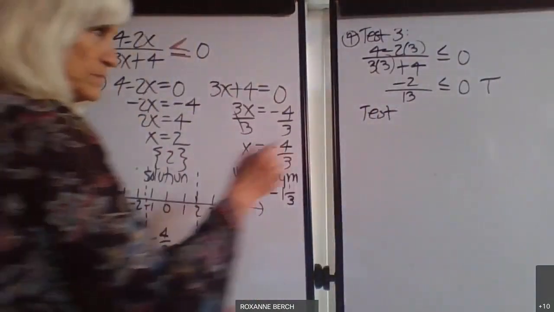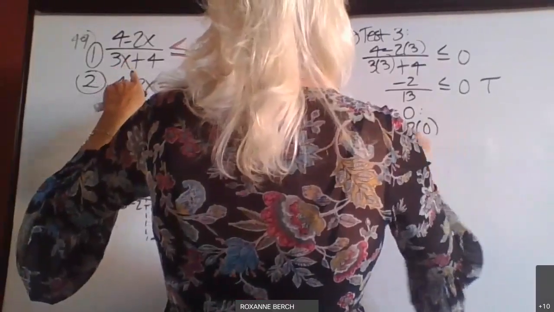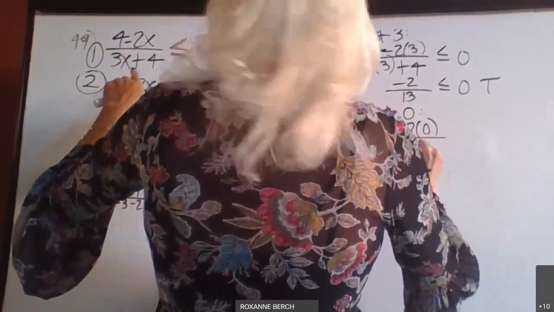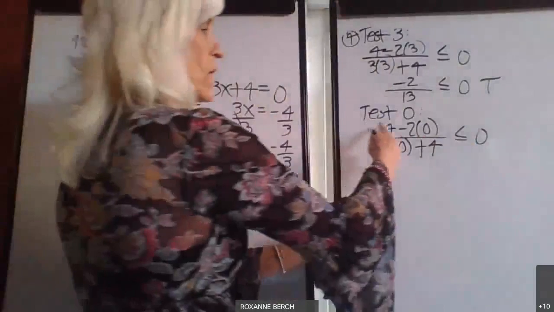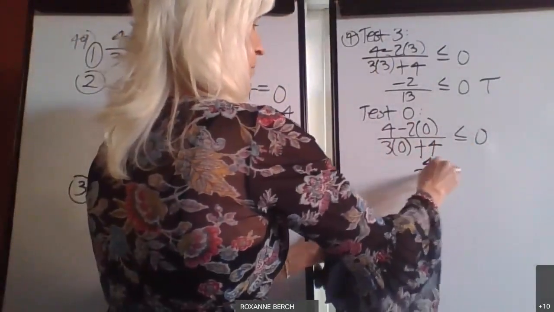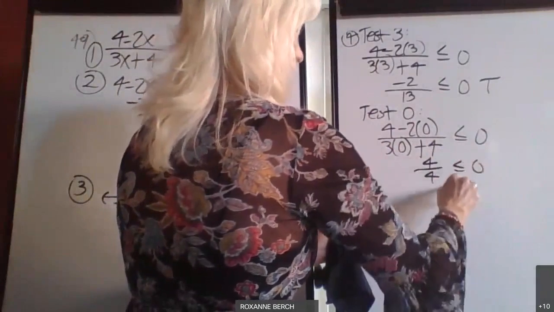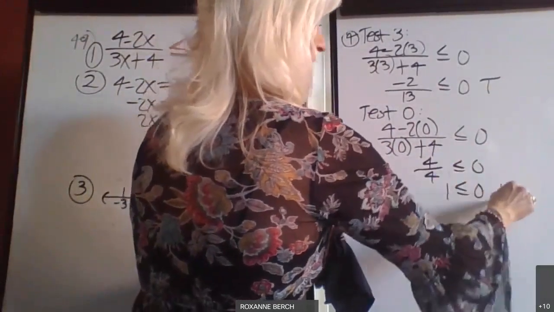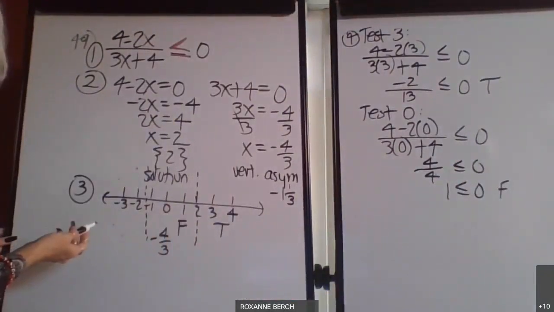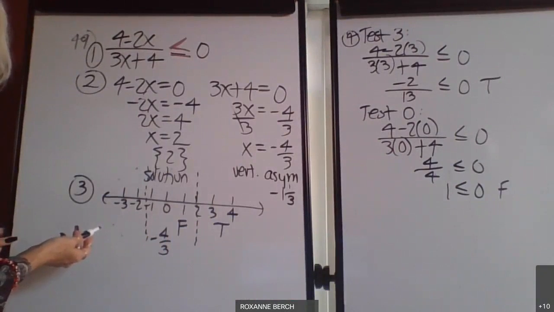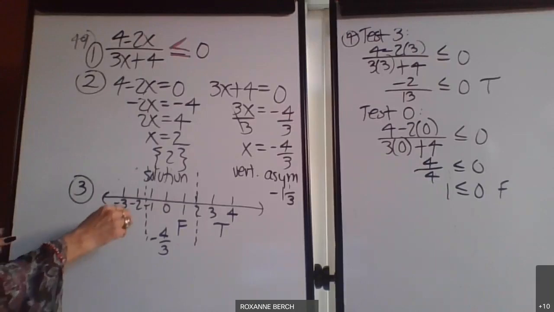0. Good. So we have 4 minus 2 times 0 over 3 times 0 plus 4. Is that less than or equal to 0? So this would be 4 minus 0. This would be 0 plus 4, which is 1. Is 1 less than or equal to 0? False. So take one guess what these are going to be. True. Yeah. And you can test it if you want.